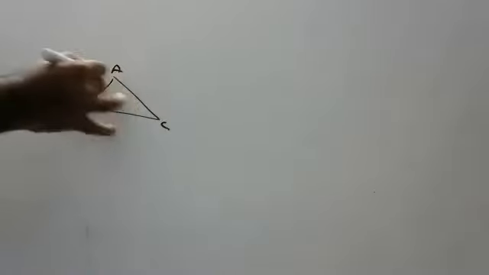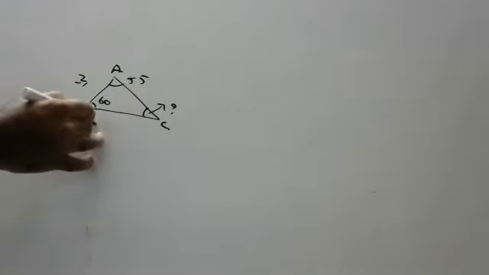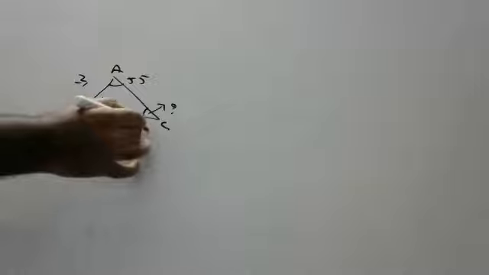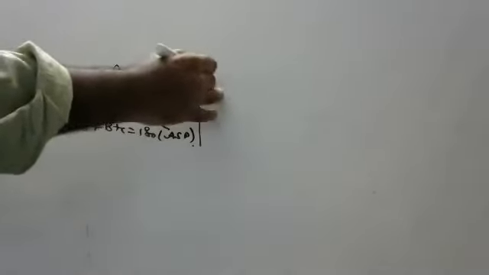So, children, this is A, this is B, this is C. They have given 55 and this is 60. They are asking you to find out C. I hope you can find it. So B is equal to 40 degrees. How, children? What will we use? A plus B plus C is equal to 180, angle sum property.